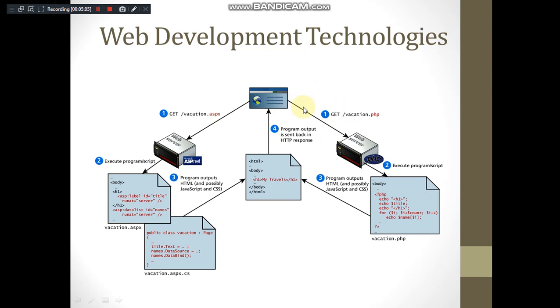So when client is requesting for any file of PHP, this is the way it is sent. Get, you are requesting for a file, this is the HTTP method. The name of the file is vacation.php. The request is sent to the server. So this program has to be executed. This is the PHP file.